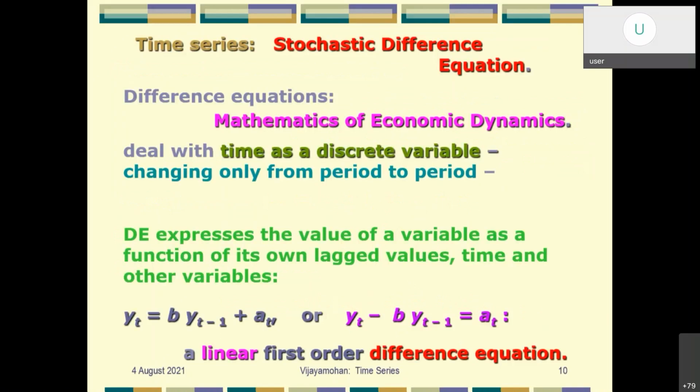Now, what is actually this time series? This time series has a mathematical background.